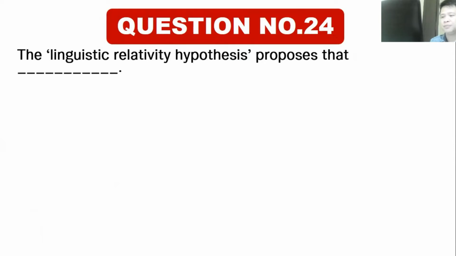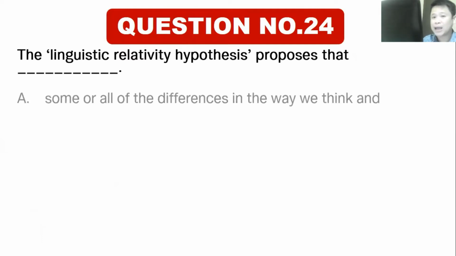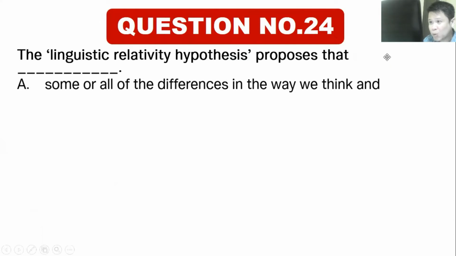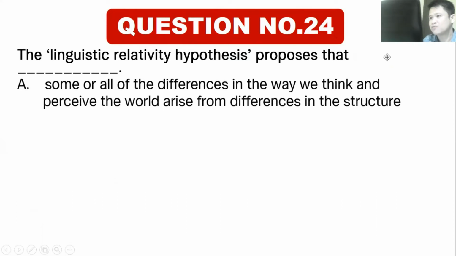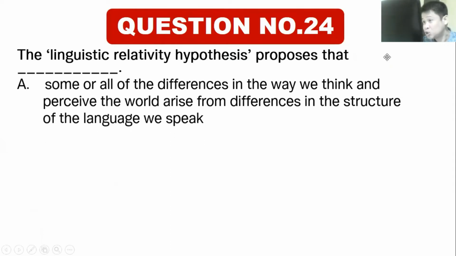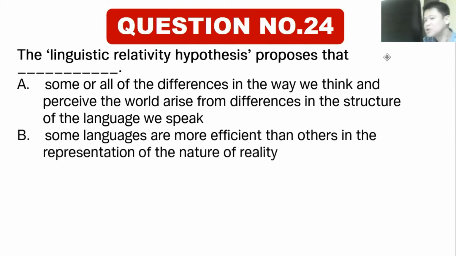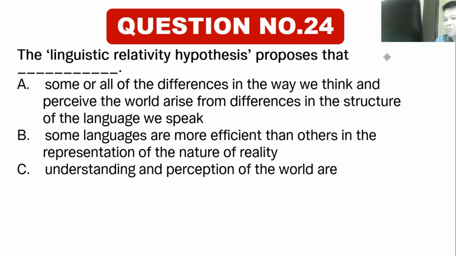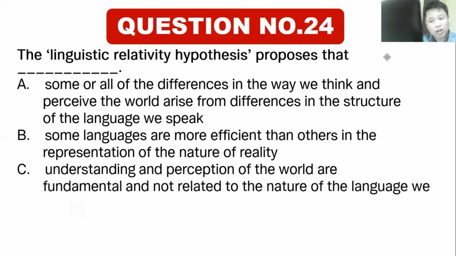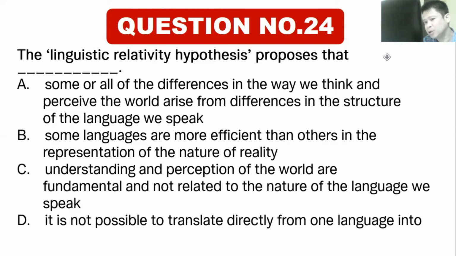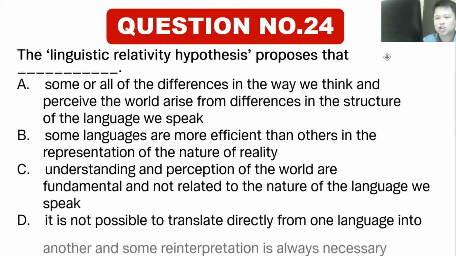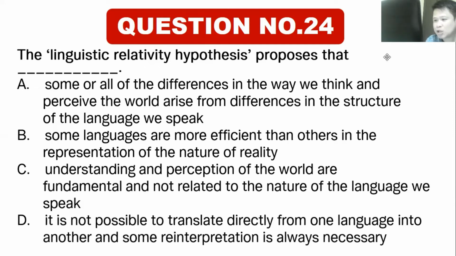Okay, number 24. The linguistic relativity hypothesis proposes that A, some or all of the differences in the way we think and perceive the world arise from differences in the structure of the language we speak. Letter B, some languages are more efficient than others in the representation of the nature of reality. C, understanding and perception of the world are fundamental and not related to the nature of the language we speak. And letter D, it is not possible to translate directly from one language into another, and some reinterpretation is always necessary.